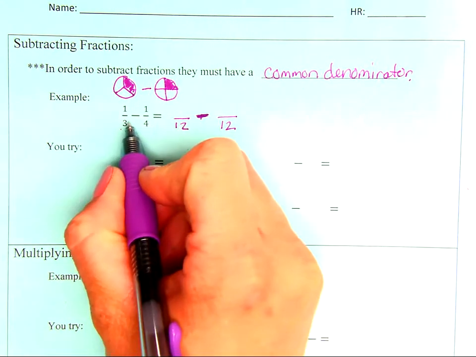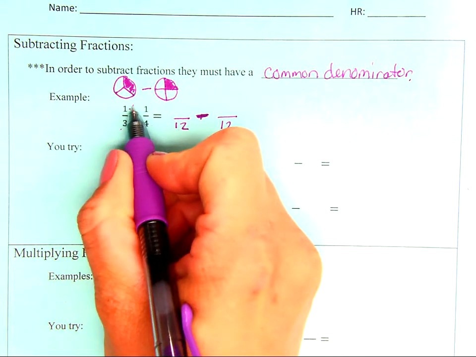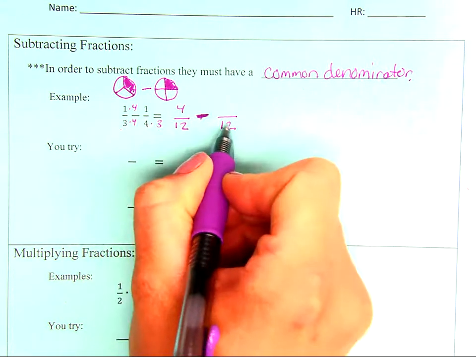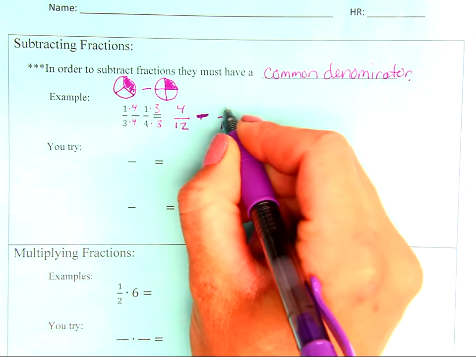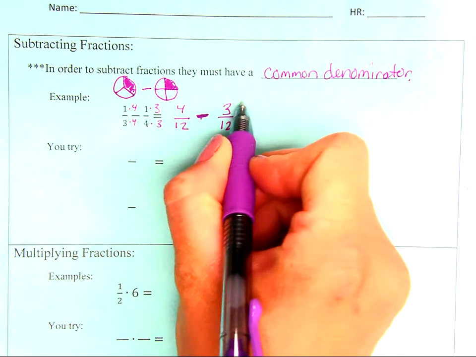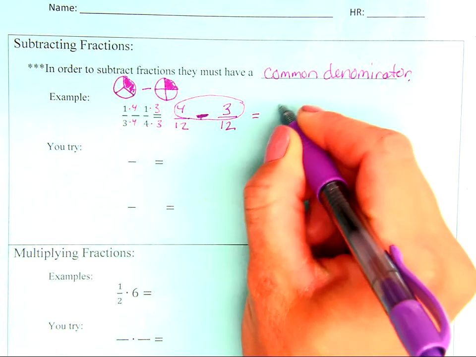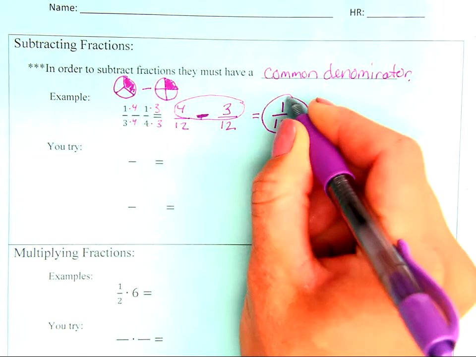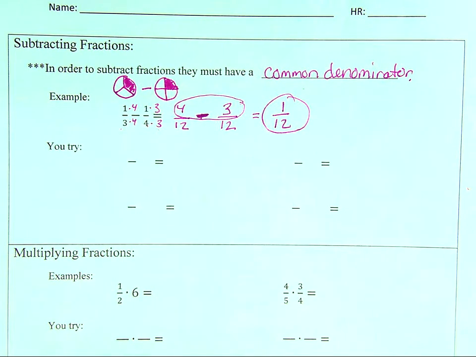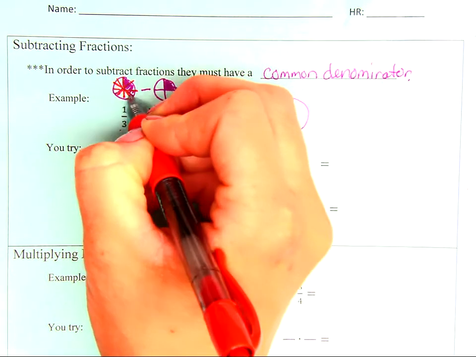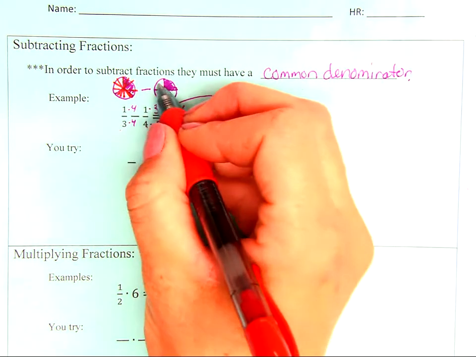So 3 times 4 is what's going to give me my 12. So I'm going to do 1 times 4. 4 times 3 is going to give me my 12. So I'm going to times by 3 on the top. And then same thing, just instead of adding, we're going to subtract just the top to get 1/12. So really, we're cutting this all into 12ths. Same thing here.